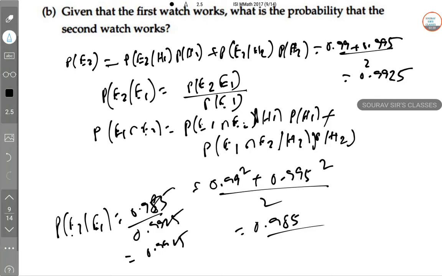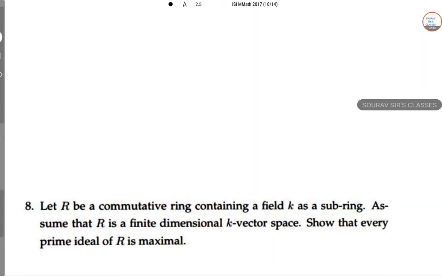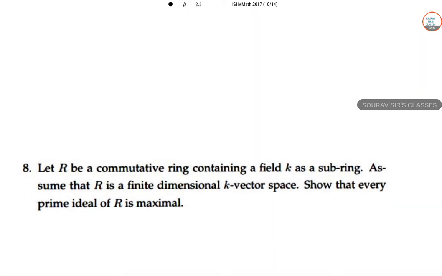So both are done. Next, question number 10. Let R be a commutative ring. So it's about ring, group and field theory. And a field K is a subring. Assume that R is a finite dimensional K vector space. Show that every prime ideal of R is maximal.